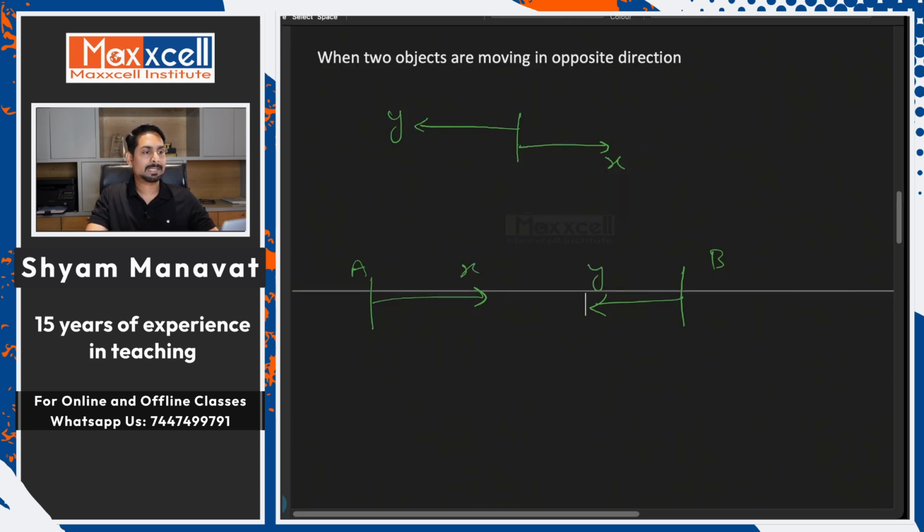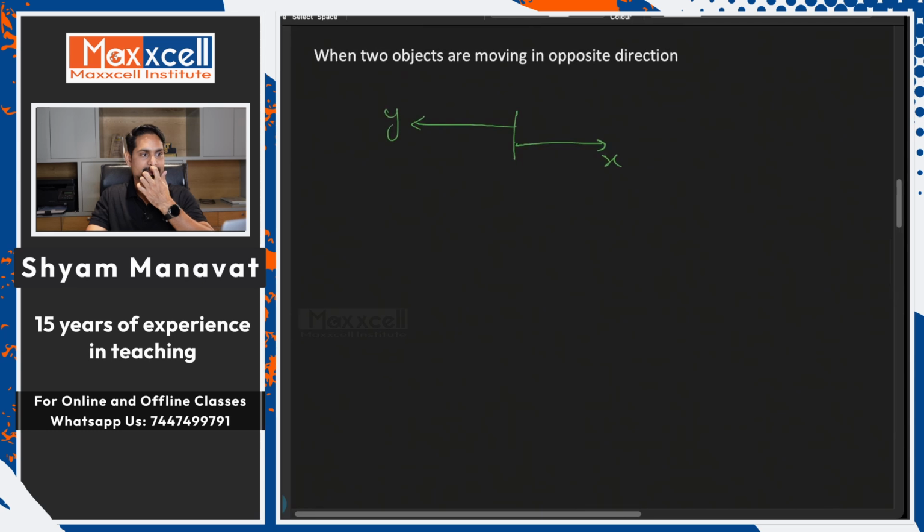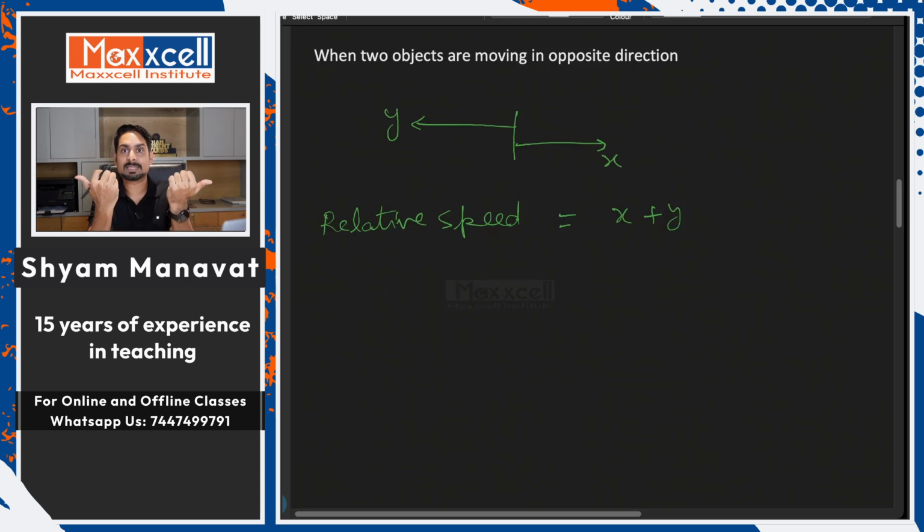In the first case, they are starting from one point and moving in the opposite direction. In this case, they are moving away from each other. So the relative speed here will be x plus y. When they are moving in the opposite direction, think about it, both will take efforts to move away, right? So x plus y, relative speed.